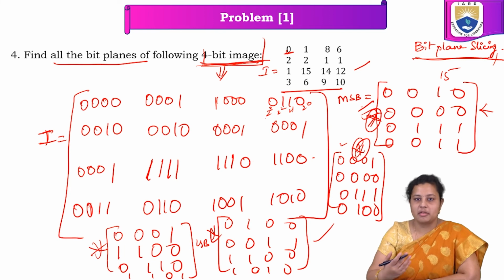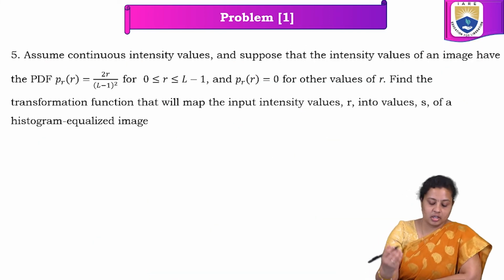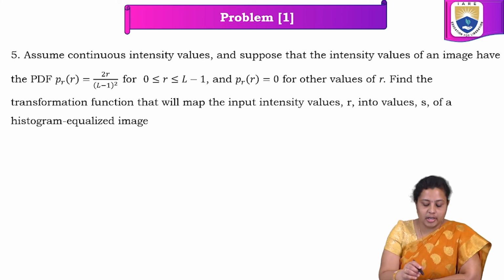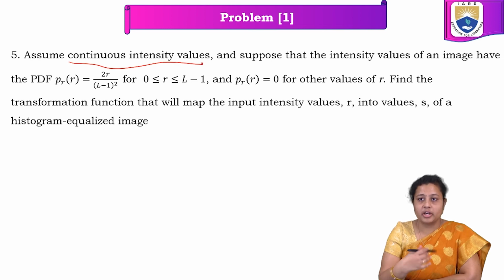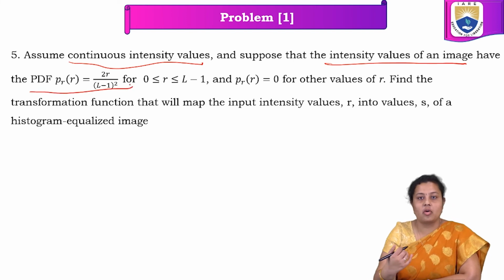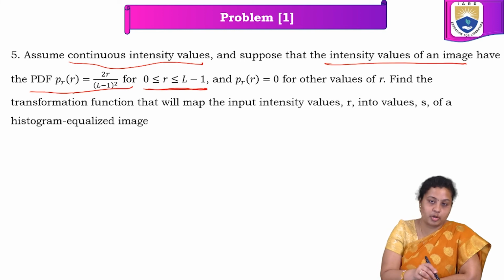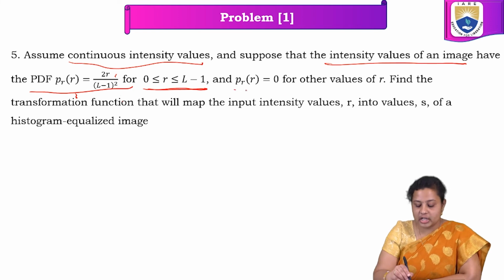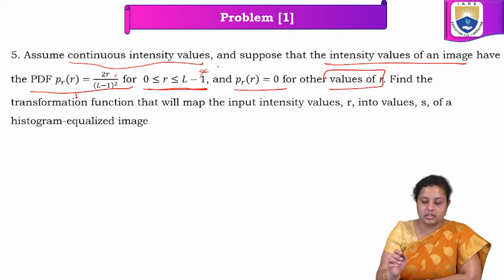Right. So this is the next probable question in image enhancement. Here we have a question saying that if you assume continuous intensity values, and the intensity values of the image have the probability density function p(r) = 2r/(L-1)^2 for r between 0 and L-1, then the probability is 2r/(L-1)^2, and the probability is 0 if r falls outside this range.